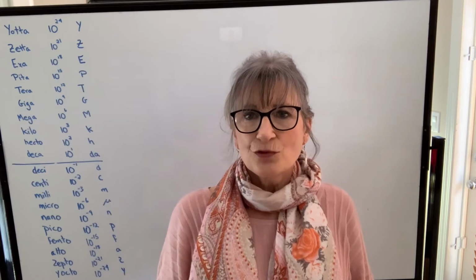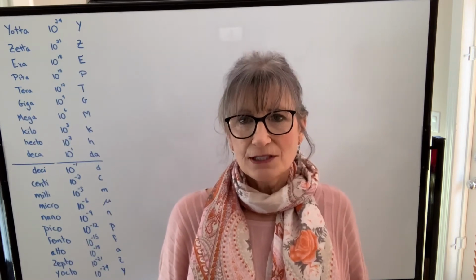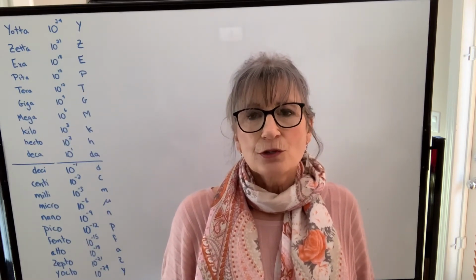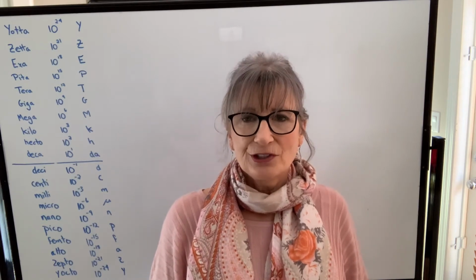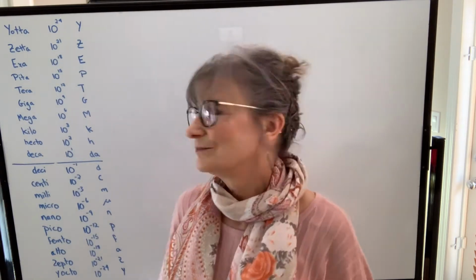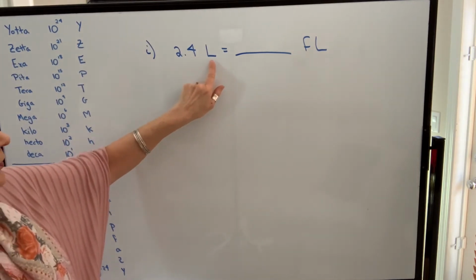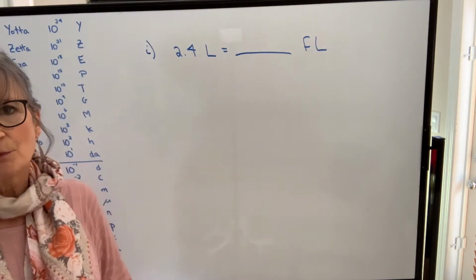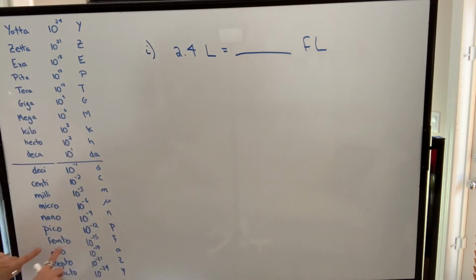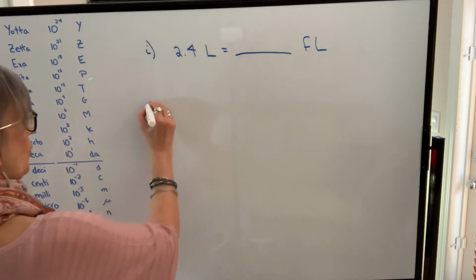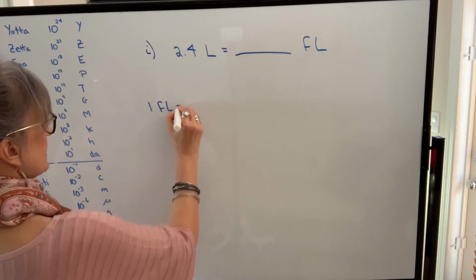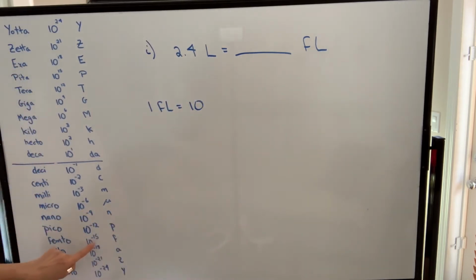When you're asked to change from one metric unit to another metric unit, I'm going to show you a process called dimensional analysis. Let's take a look. If you had a question where you were asked to change, for example, 2.4 liters to femtoliters, we look up femto and find its value. And what you have to understand is that 1 femtoliter is equal to 10 to the negative 15 liters.